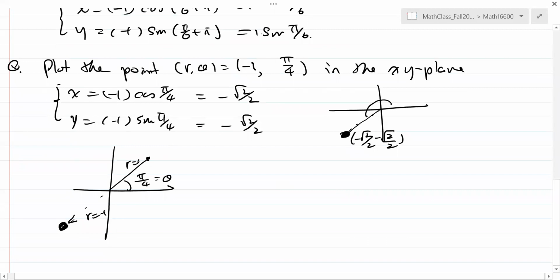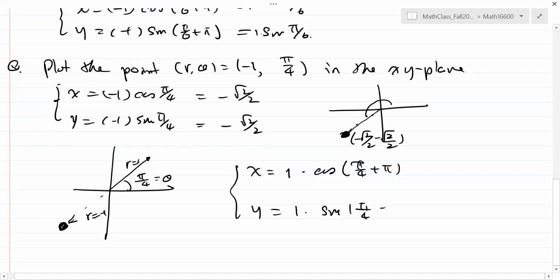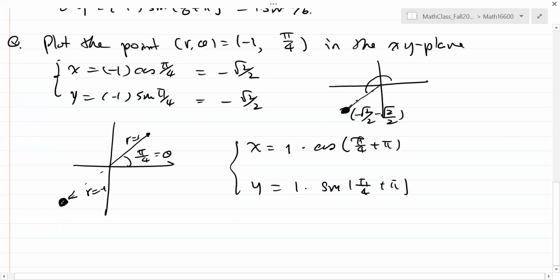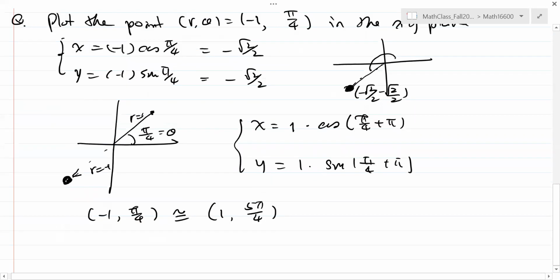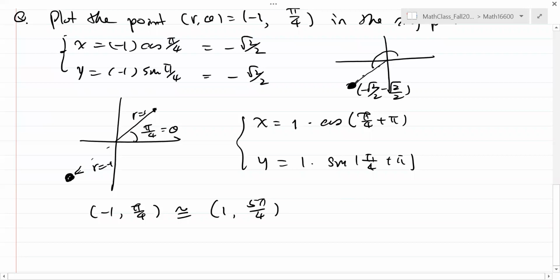Okay? But you can also describe it in the following way: x is going to be positive 1 cosine of pi over 4 plus pi, y equals positive 1 sine of pi over 4 plus pi. So the same point has polar coordinates 1 and 5 pi over 4, okay? So this is the same as 1, 5 pi over 4, since pi over 4 plus pi is 5 pi over 4. So the second pair of polar coordinates also gives the same point. Now that's not unique.